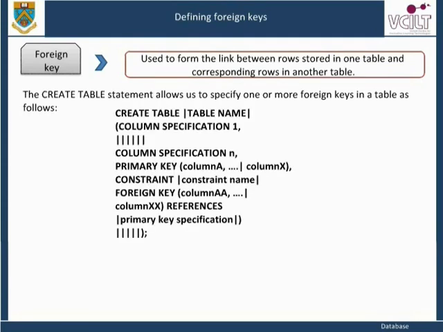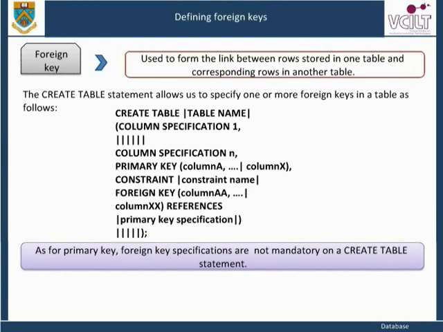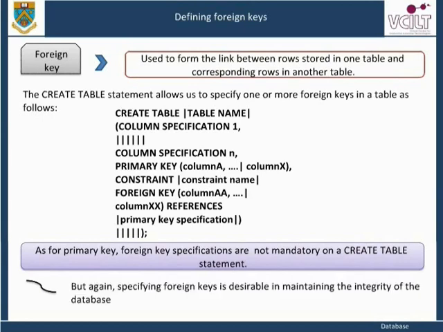Create table, table name. Column specification 1, column specification, and primary key, column A, column X. Constraint, constraint name. Foreign key, column A, column XX. References, primary key specification. As for primary keys, foreign key specifications are not mandatory on a create table statement. But again, specifying foreign keys is desirable in maintaining the integrity of the database.